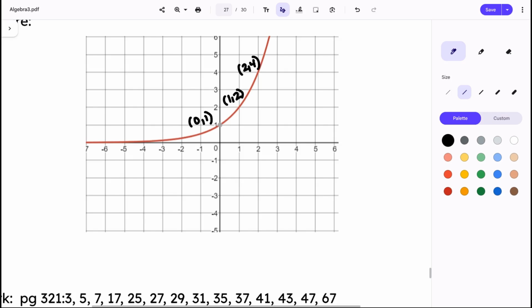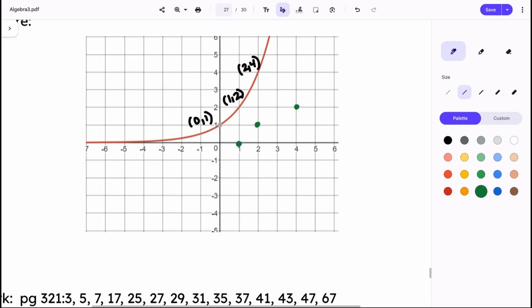Okay, so let's graph the inverse. What would be the inverse of 0, 1? 1, 0. Inverse of 1, 2? 2, 1, so you go over 2, up 1. And the inverse of 2, 4 would be 4, 2. Now notice the trend of this graph, the one in red that we started with. Notice how it approaches the y-axis, but it doesn't ever appear to cross it. We'll have to keep that in mind when we draw these points in.